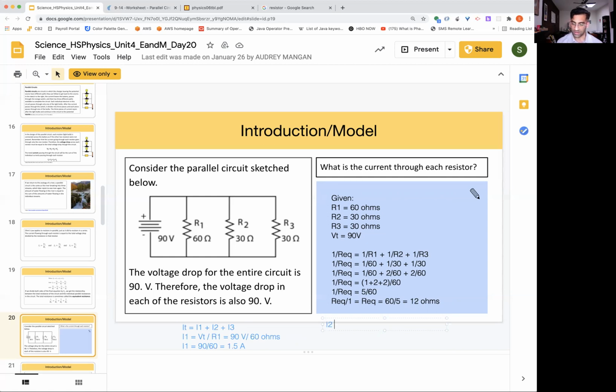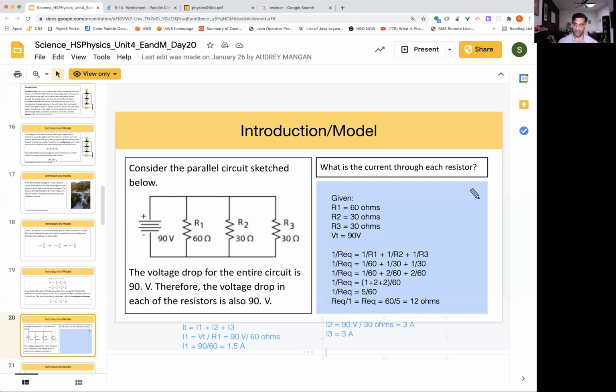All right. If I continue on, I can calculate I2 and I3. They're going to be the same because I have the same level of resistance on each of those. So I2 is going to equal 90 volts divided by 30 ohms. And that's just going to be 3 amperes. And that's the same. I don't even need to calculate it for I3.